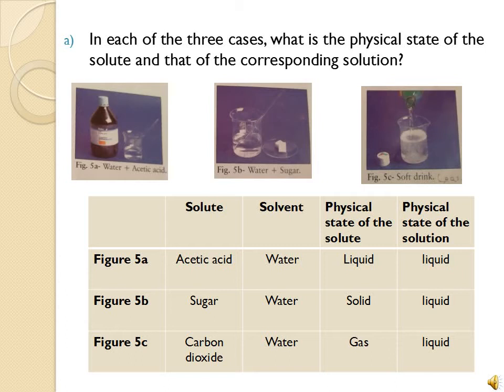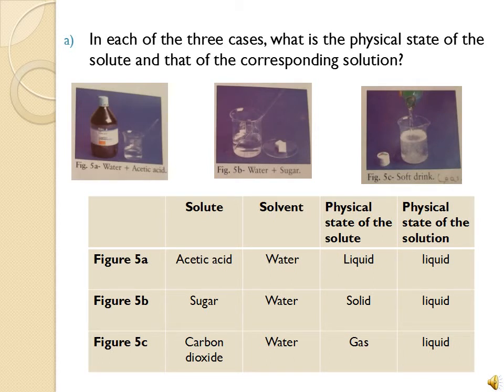So in the soft drink, keep in mind that I have carbon dioxide dissolved in water. The soft drink is a solution, a homogeneous mixture. The solute is the carbon dioxide dissolved in water, which is the solvent. The water is dissolving the carbon dioxide. So what is the physical state of the solute? The solute here is carbon dioxide, which is a gas. What is the physical state of the solution? The water is a liquid, so the solution is also a liquid.